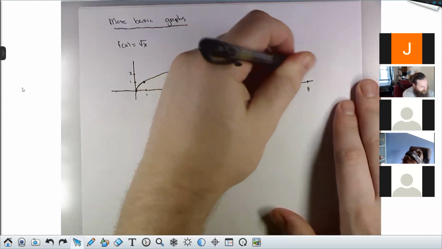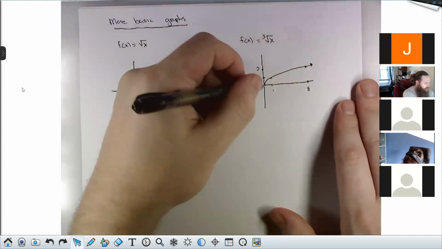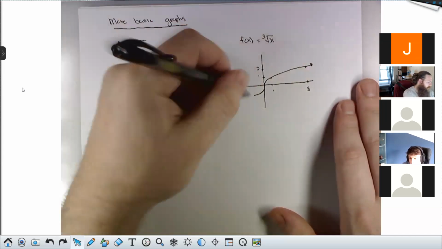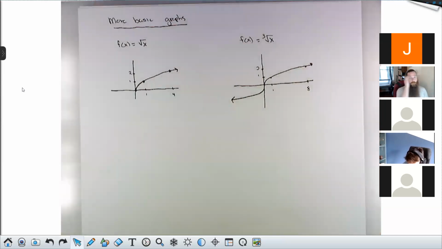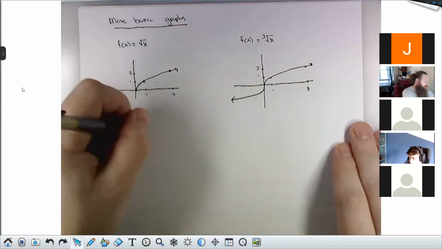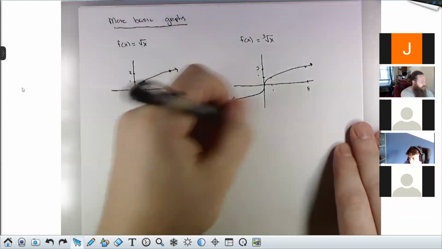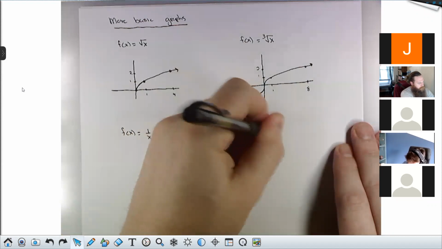And like there was a symmetry with the odd powered power functions, there's a symmetry with the odd root functions too. So this is what the graph of the cube root function looks like. Finally, I'll show you 1 over x and 1 over x squared.